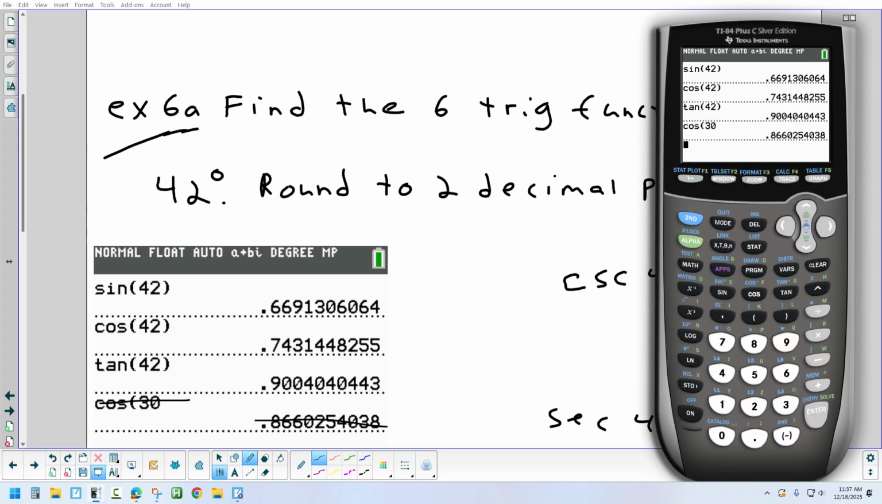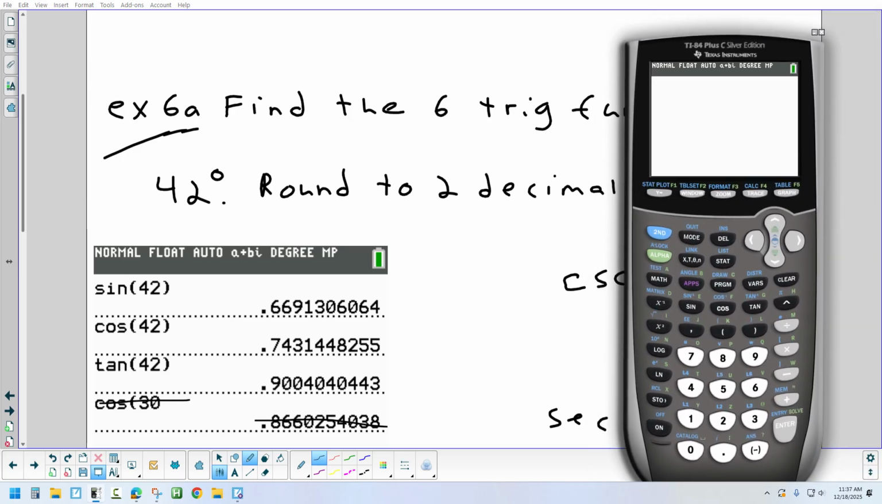Now, we don't have buttons that say CSC, SEC, and cotangent. We don't have buttons for those. So how do you think we're going to find the cosecant of 42 degrees? Just take the reciprocal. Same way we've been doing it all along. 1 divided by the sine. Don't do 1 divided by 0.67 because that's rounded. Do 1 divided by sine 42. That's the best accuracy we can get.